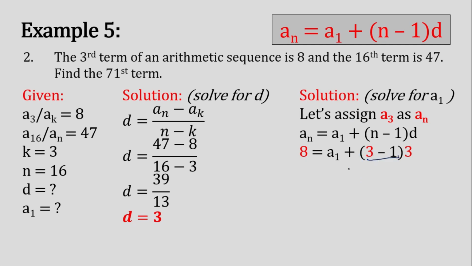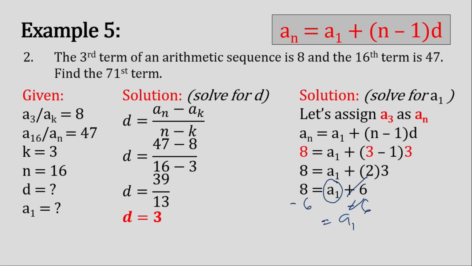So we have 3 minus 1 is 2. So 8 is equal to a sub 1 plus 2 times 3. Then let's multiply 2 and 3. That is a sub 1 plus 6. Now we need to single out a sub 1 here. So let's subtract 6 here, and we will subtract 6 also on the other side. So a sub 1 plus 6 minus 6 is a sub 1. Then 8 minus 6 is 2. So our a sub 1 is 2. So that is the value of our a sub 1 and our d.